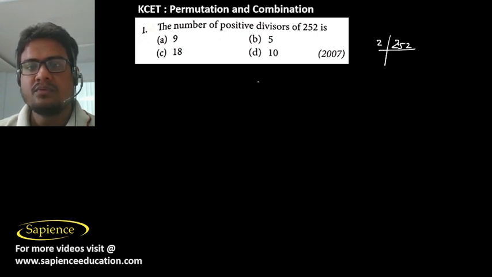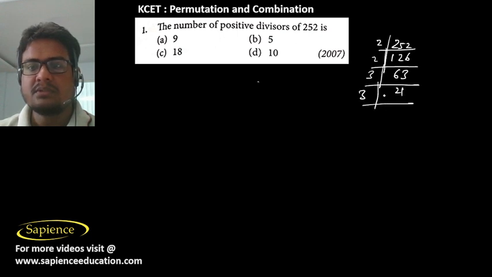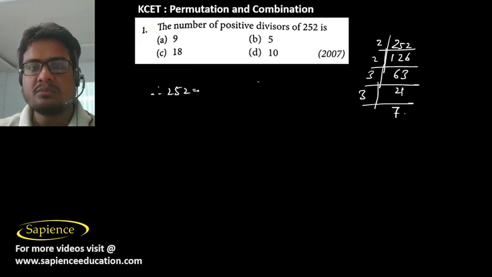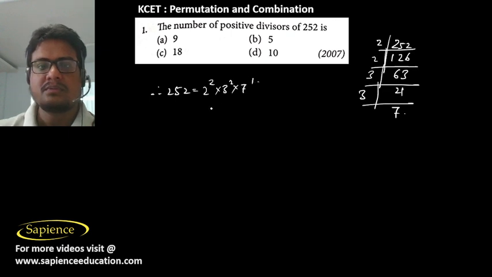So it is divisible by 2. 2 ones are 2, 2 twos are 4, 2 sixes are 12. Then again with 2, 2 sixes are 12, 2 threes are 6, and then it will go with 3. 3 twos are 6, 3 ones are 3. Then it will go with 3 again, 3 sevens are 21. Therefore, 252 can be written as 2 power 2 into 3 power 2 into 7 power 1.